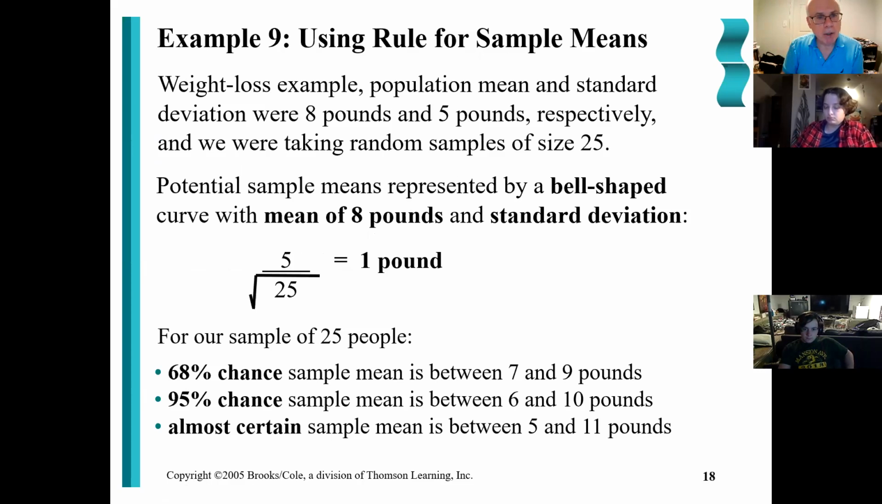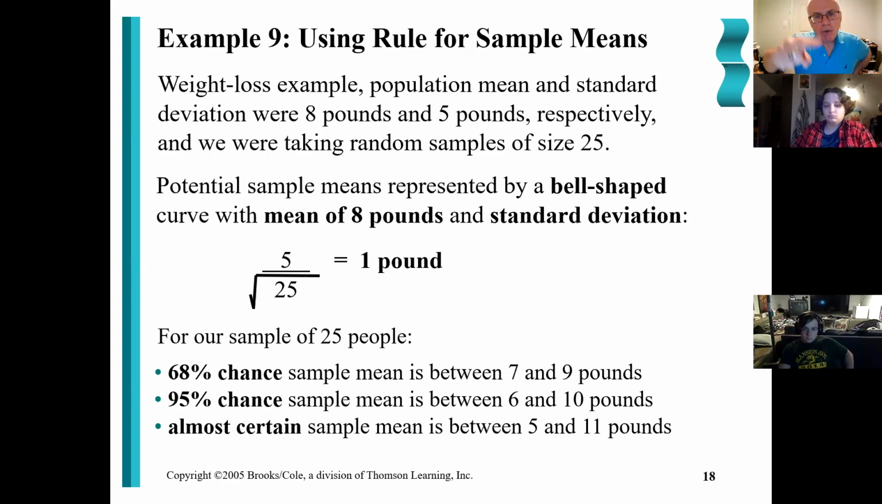For example, in the weight loss situation, suppose weight loss is bell-shaped, all right, with a mean of 8 pounds and a standard deviation of 5 pounds. We're going to assume that. And suppose we take random samples of size 25.